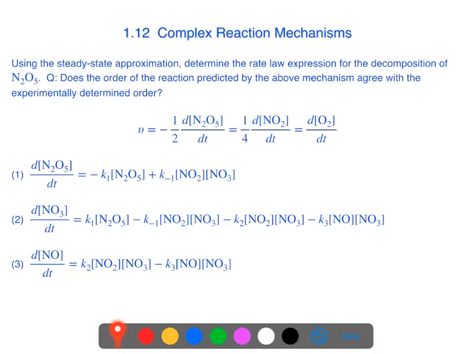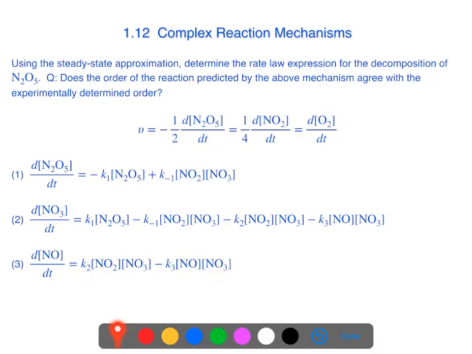Now, the species nitric oxide is found in 2 steps. It's found in the third and fourth step. It's formed with a rate constant K2, dependent upon the concentrations of NO2 and NO3. And then in that final step, it reacts with NO3 with a rate constant K3. So here's that term here, a minus K3 times the concentration of NO and NO3.